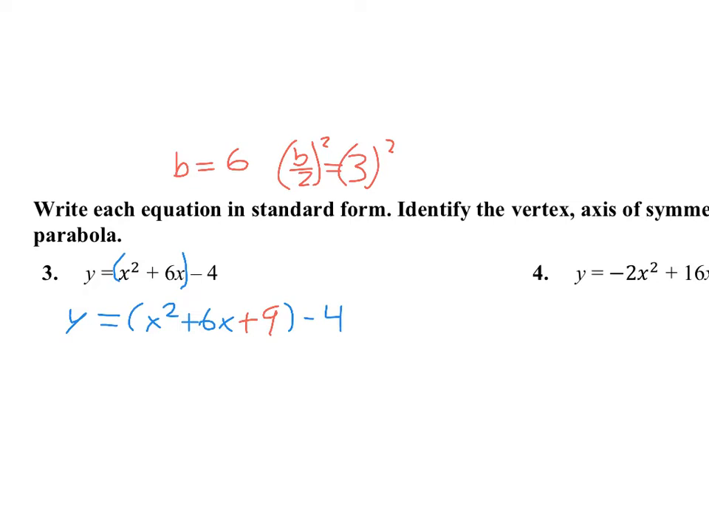And you can't just add a 9 to an equation, because then it's not balanced anymore. So to balance the equation, we could either add 9 to the other side, or you could subtract 9 on the same side. So I didn't want to add 9 to the other side because we want to keep y by itself.